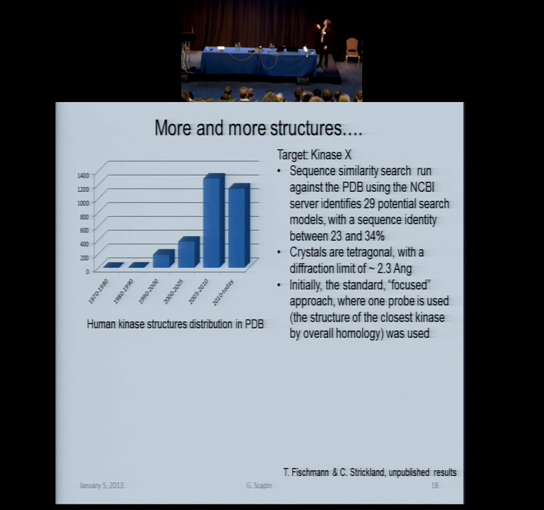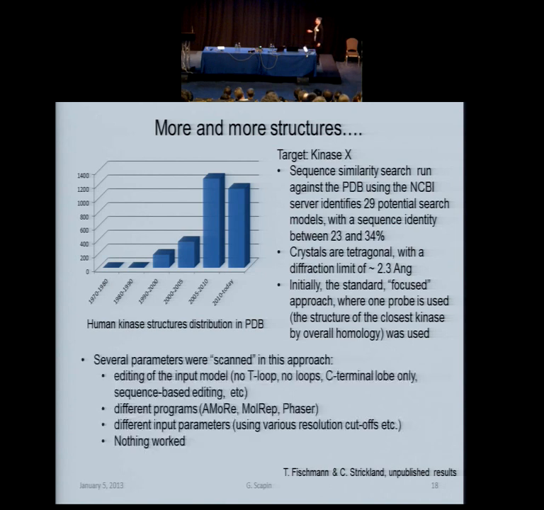Initial alignment for the PDB, and we found about 30 structures that had between 23 and 35% sequence identity. And so we did what you usually do. You look at them, and you pick the one that looks structurally, in theory, based on what we knew, the more closely related protein to our kinase X. And so we tried everything.